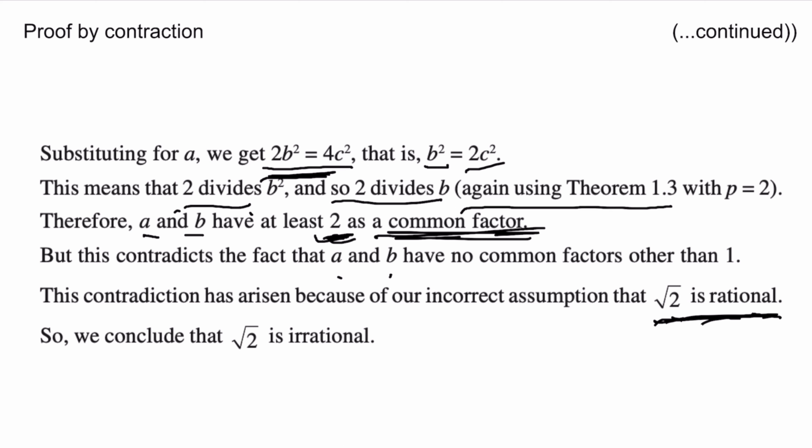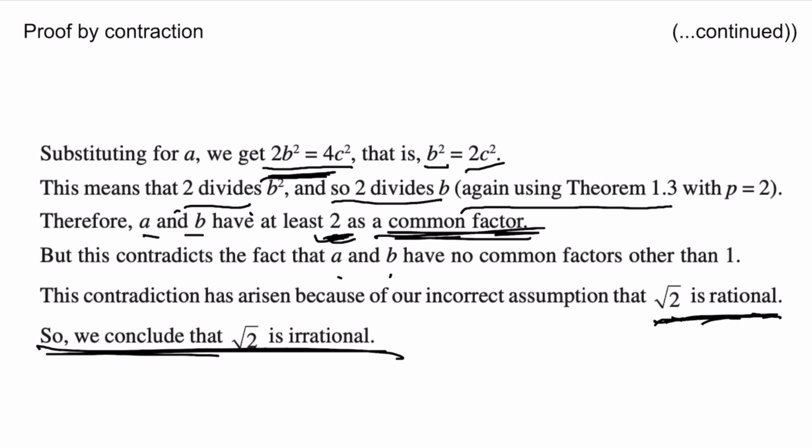And because our assumption is incorrect, it contradicts. Therefore, we can conclude that root 2 is irrational. Okay, great. I understand that it's a kind of long drawn process, but it's very important from the examination point of view. I would highly recommend you to learn it by heart and be able to do a lot more questions like root 2, root 3, root 5 and so on.